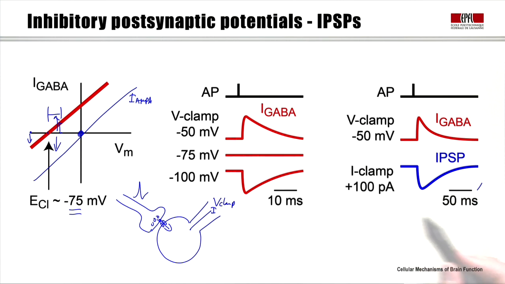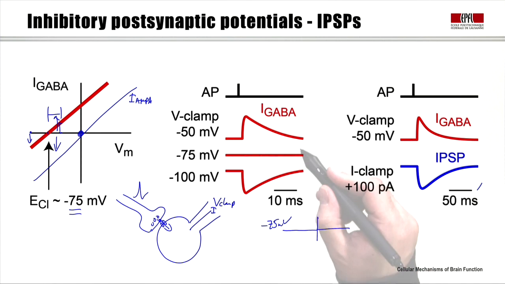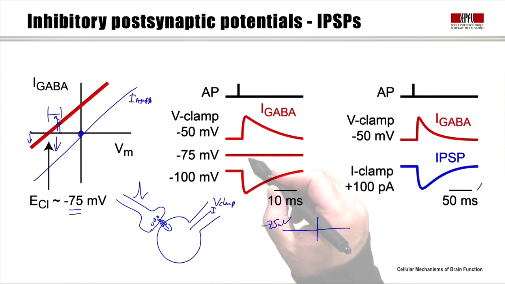Now, in this case, when we're thinking about the GABAergic conductance, I've indicated that we're adding 100 picoampere to the current of the cell that we're recording from. So at resting membrane potentials, maybe we're sitting close to the reversal potential for chloride at minus 75 millivolts. And so if we stimulate an action potential in the presynaptic cell and the postsynaptic cell is at minus 75 millivolts, we're not going to see a response. We're here at the reversal potential.